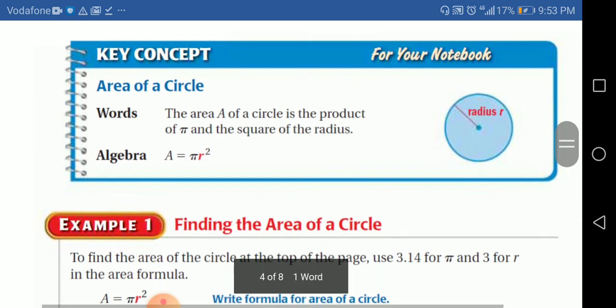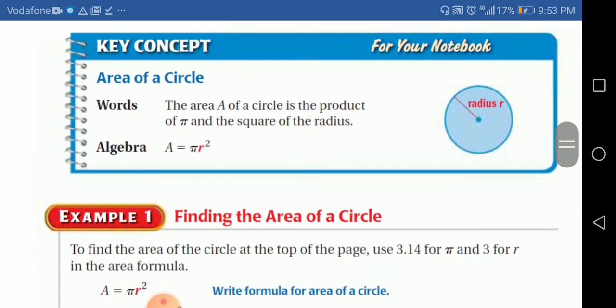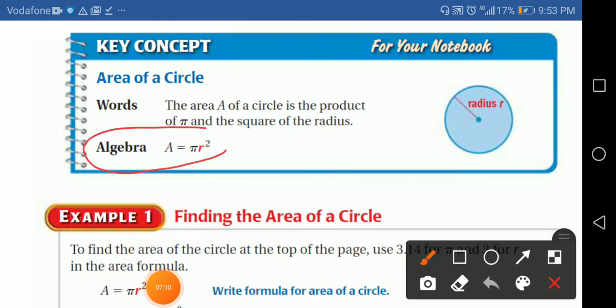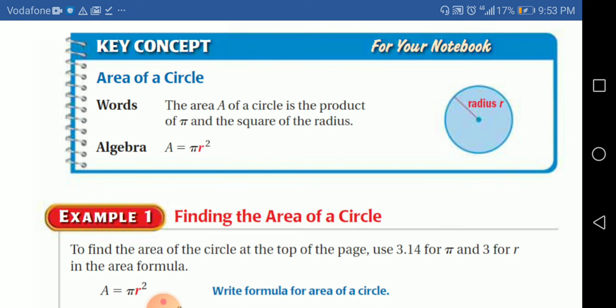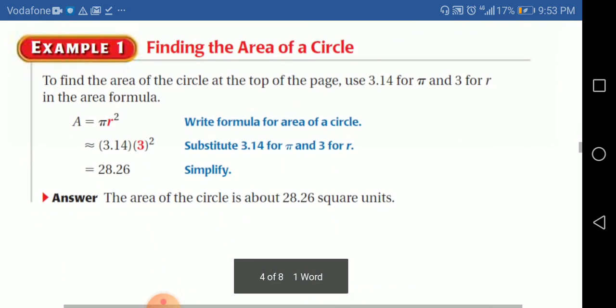Remember, we also have something called the area. The area of a circle is pi r squared. This time we have another rule: pi r squared, not 2 pi r. Let's have an example to show you.